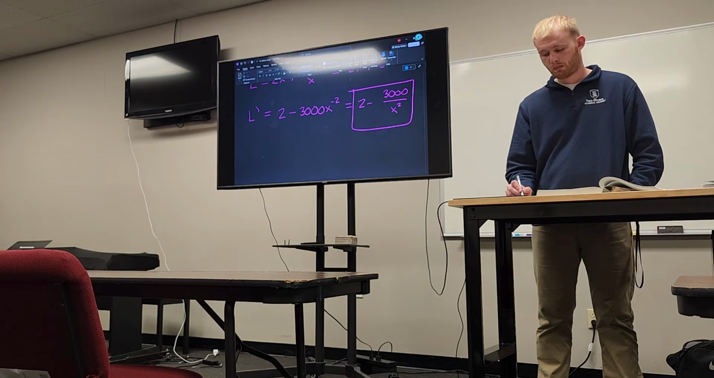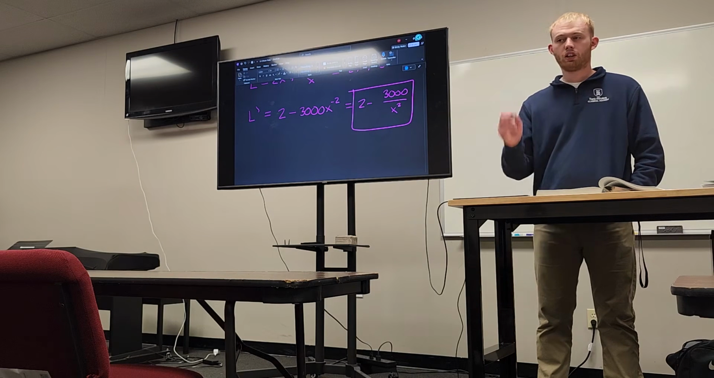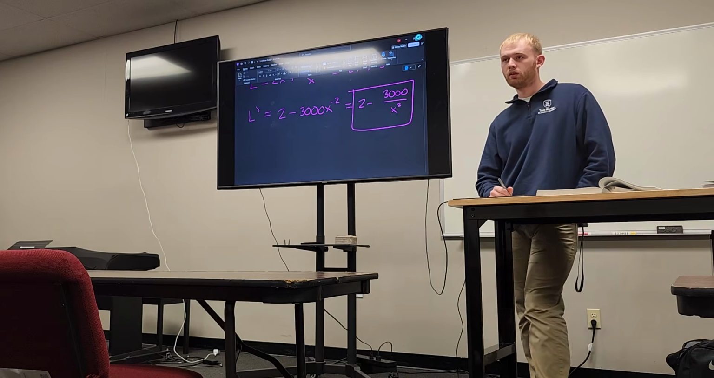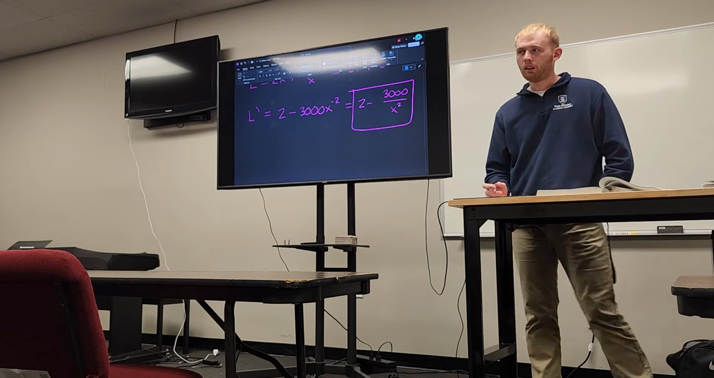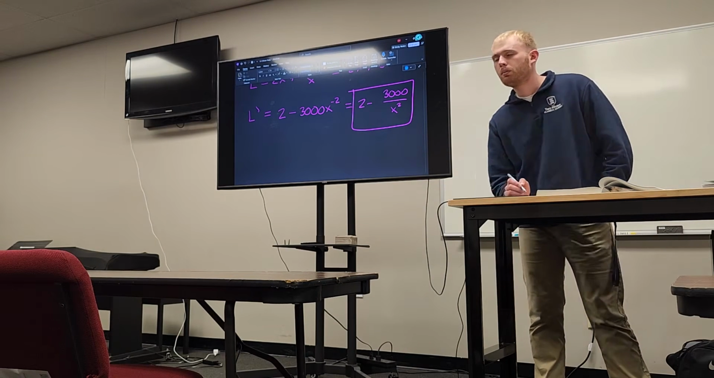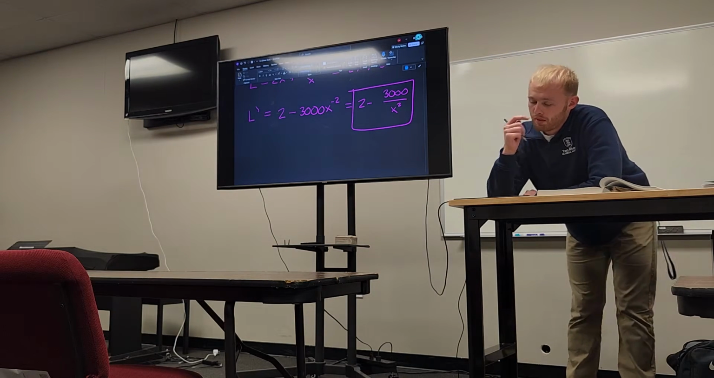You're trying to make it 2 minus 2. So you're trying to make x squared equal to 1,500, right? You're not going to be able to do that mentally. 1,500 is not a perfect square. Yeah, 3,000 isn't either. But what is true about the derivative at that minimum point? It's equal to 0.